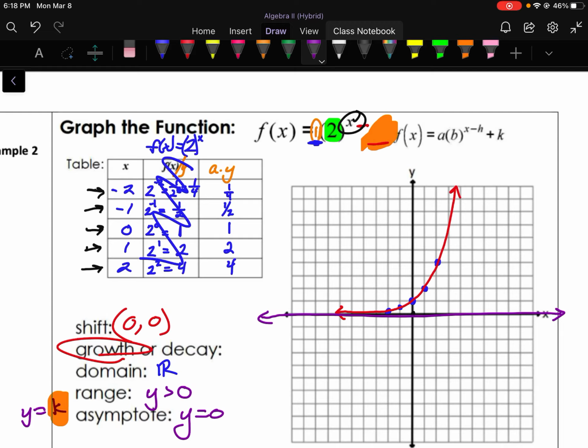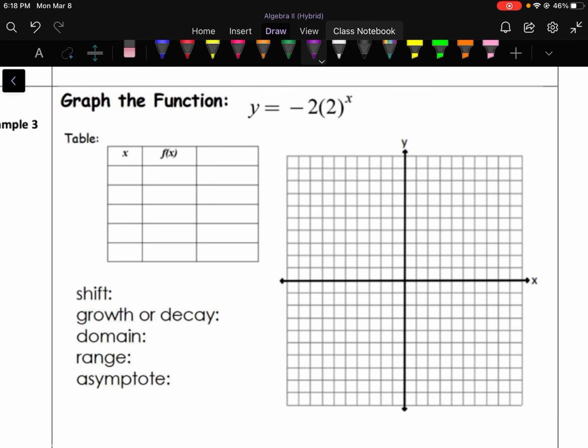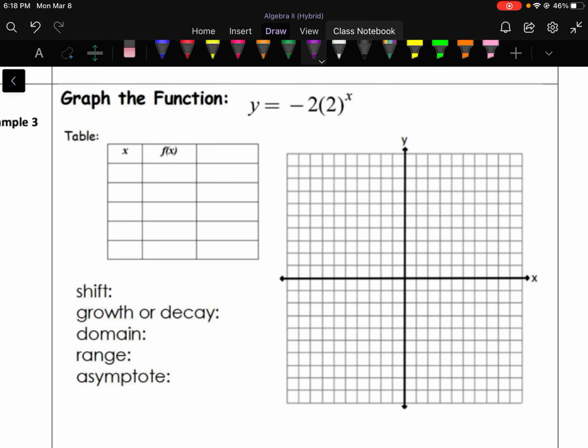All right, let's try another one. So let's start with the shift. So h is up here, there is nothing. K is back here, there is nothing. So our shift is 0, 0, so we're starting from the origin again. My b value is 2. 2 is greater than 1, so this would be growth.